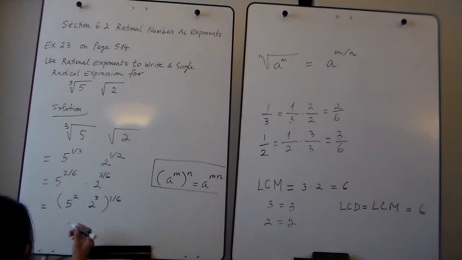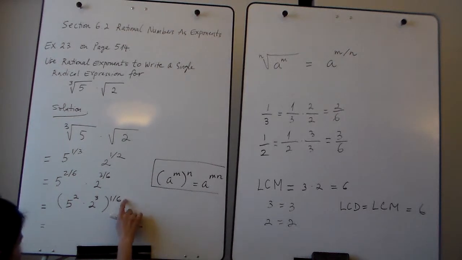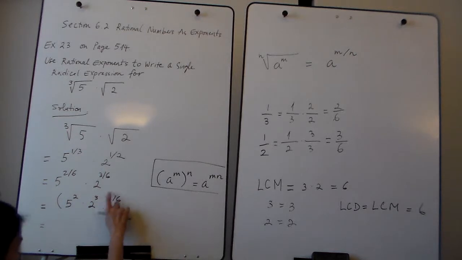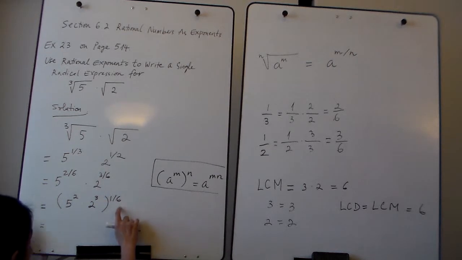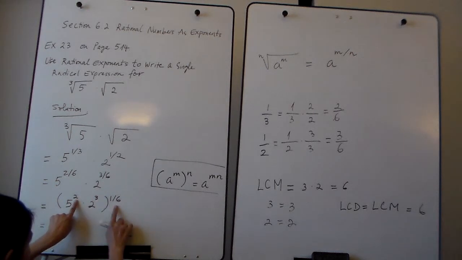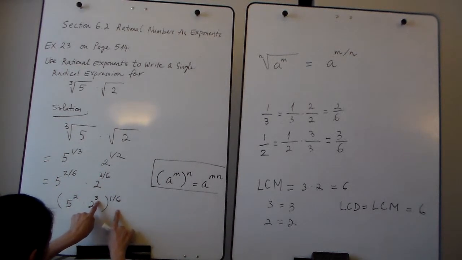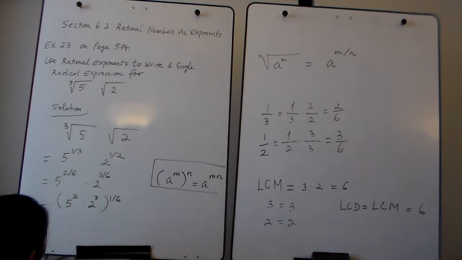And then you can check too. If you take 1/6 times the exponent, because this 1/6 is the exponent, you multiply with the exponent. 2 times 1/6 is 2/6. And then the exponent 3 times the exponent 1/6 is 3/6.